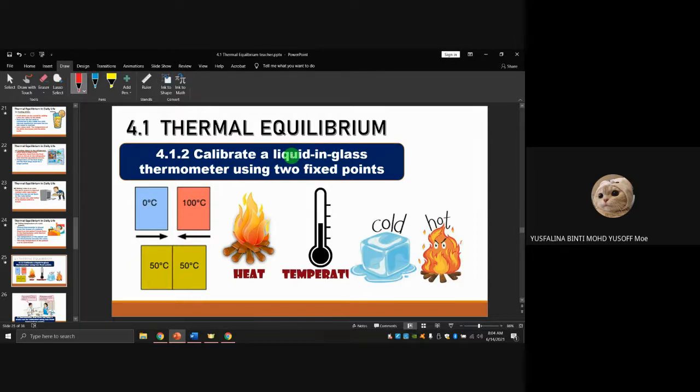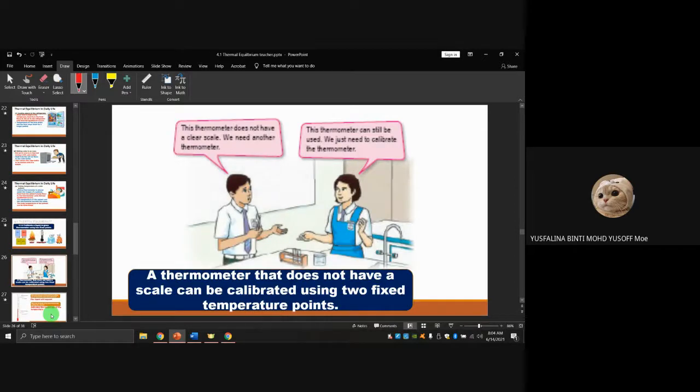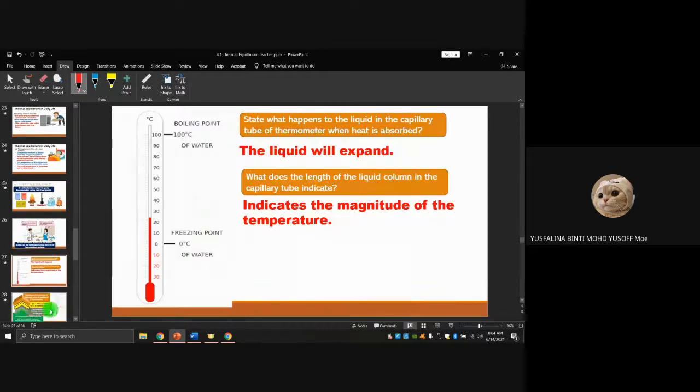So you can calibrate the thermometer, which means you can determine the scale of the thermometer and the temperature of the liquid X that I gave, by using the two fixed points. What are the two fixed points? The two fixed points are the melting point and the freezing point. So how do you do the experiment?